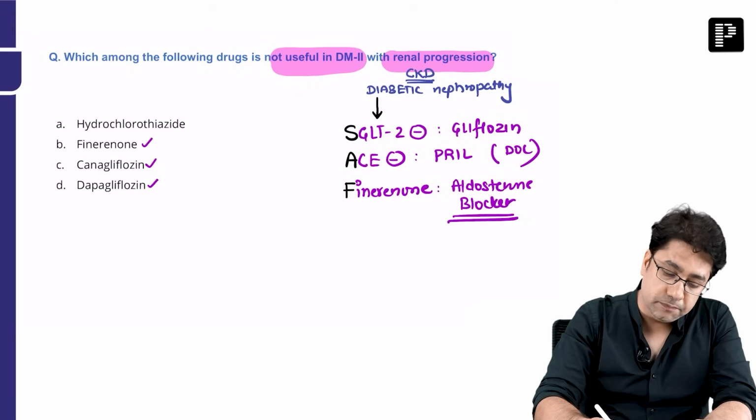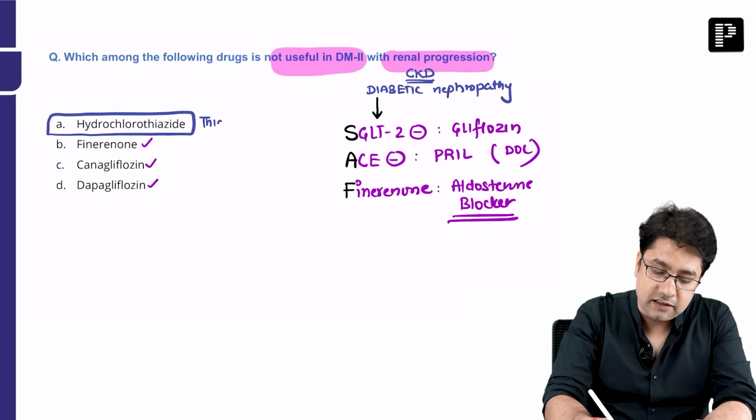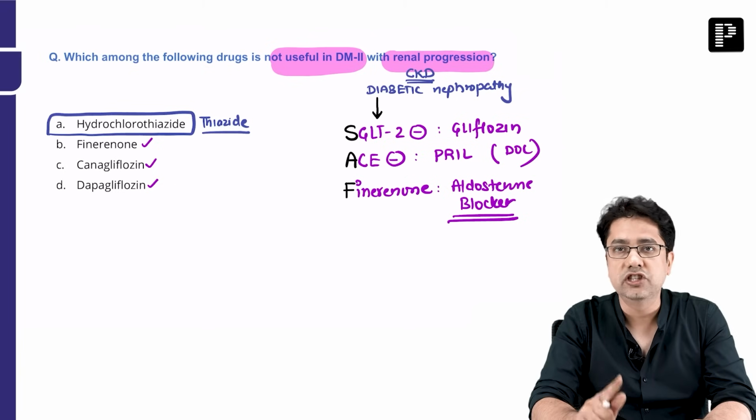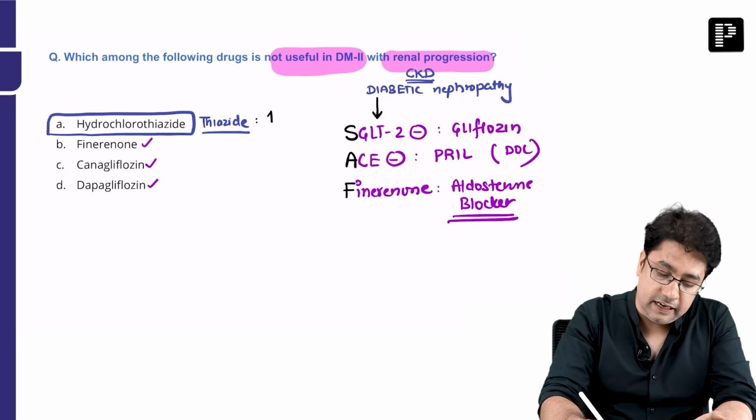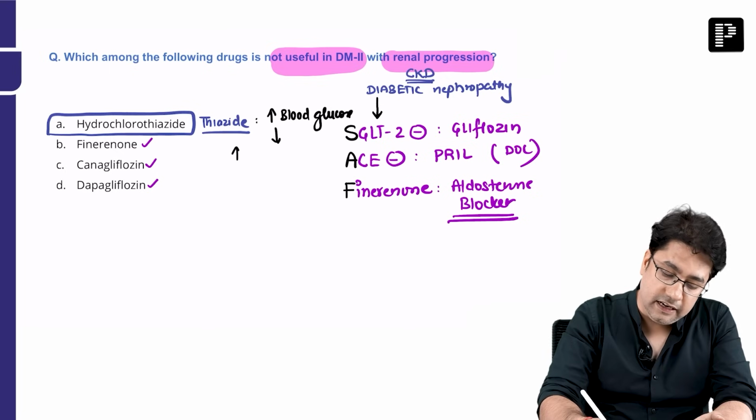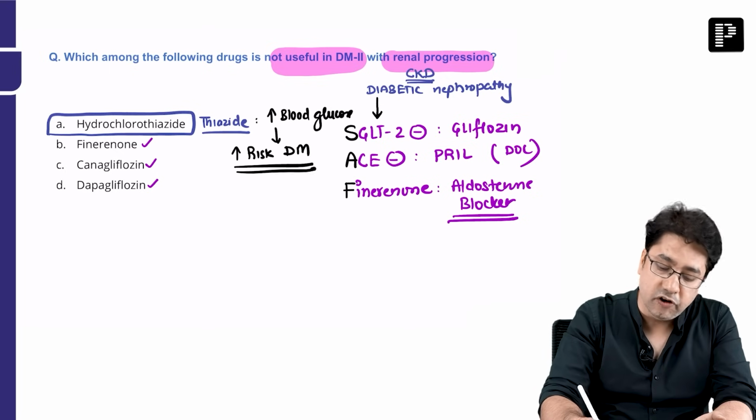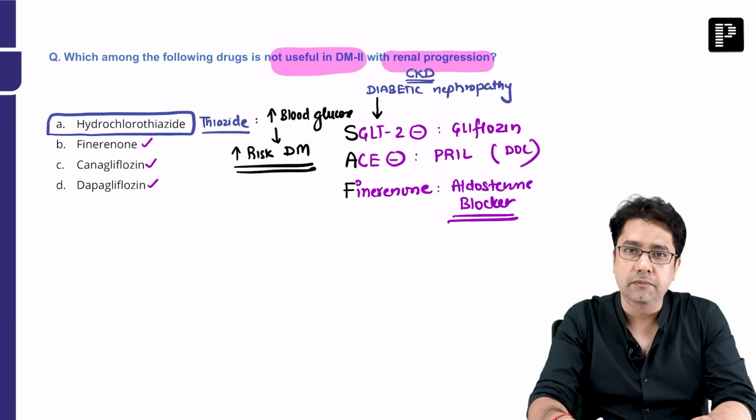Now, the option which was to be ruled out is hydrochlorothiazide. So this is a thiazide diuretic. Thiazide diuretics do not reduce the risk of kidney damage in diabetes. Rather, thiazide diuretics increase blood glucose level. Because they increase blood glucose level, they rather increase the risk of diabetes mellitus. They are bad for diabetes. Hence, the answer is hydrochlorothiazide should not be used.